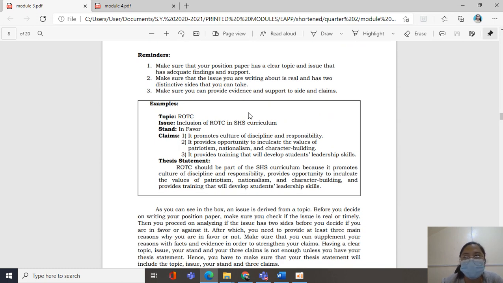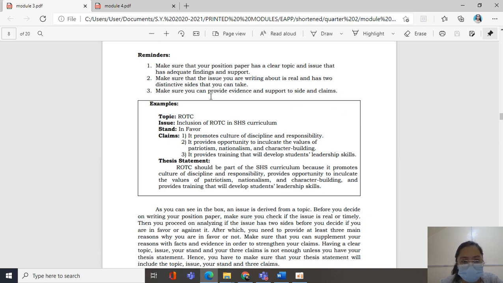Make sure that your position paper has a clear topic and issue that has adequate findings and support. That's why you are leaving various evidences. And make sure that the issue you're writing about is real and has two distinctive sides that you can take, whether it agrees with your argument or not. And make sure you can provide even evidence and support to each side and claims.